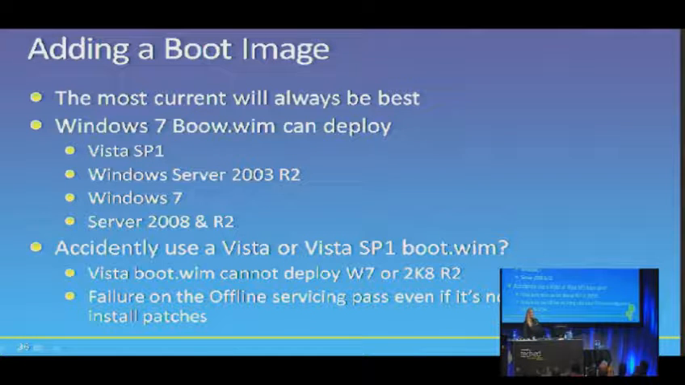If you accidentally use an older one, it'll fail during deployment in the offline servicing pass. So if you ever see that and you're like, wait, which boot.wim am I using, an old Vista boot.wim? Then you're going to have problems with it. Always use the latest and greatest.